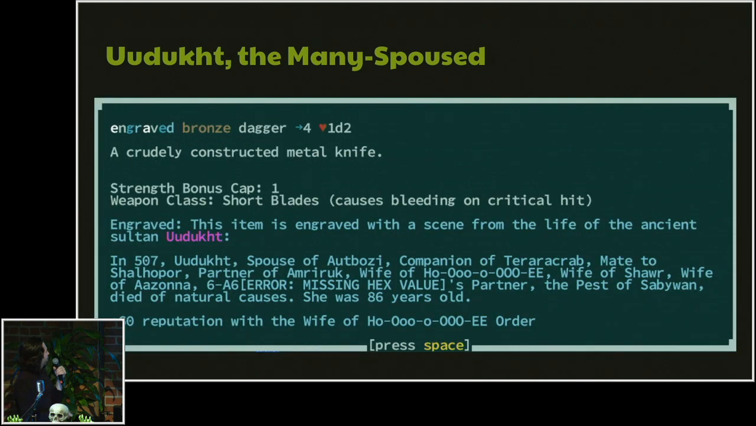Yeah, that's all okay. So this is an engraved bronze dagger from Uduk's life. This is representing her death event. So every sultan ultimately dies, and there's an event sort of recounting that history. So in 507, Uduk, spouse of Otbazi, companion of Terrera Crab, mate to Shalpapur, partner of Amaruk, wife of Hui, wife of Sharu, wife of Azona, 6A6 error, missing hex values, partner, that's a robot. She married a robot. Et cetera, et cetera.